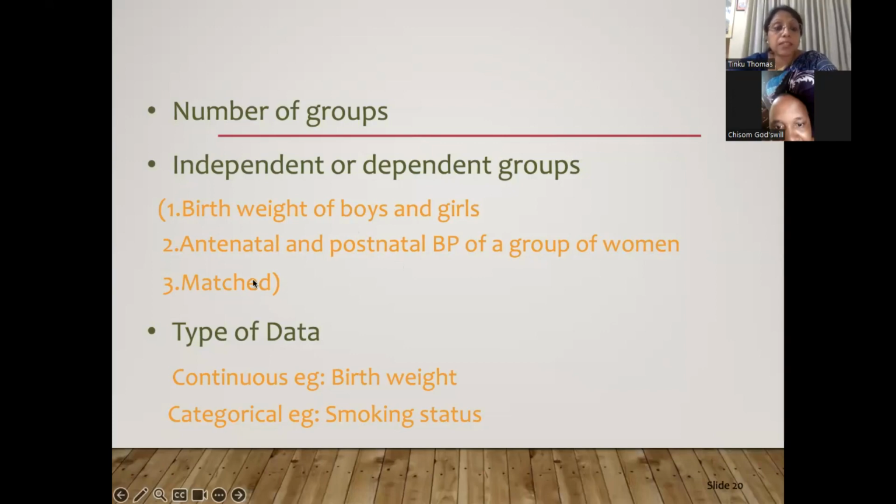In matched studies, where an individual in one group is matched to the other, they are actually dependent because there is some relationship between them. They are not truly independent. So the test statistic would be different. Now, type of data: birth weight is continuous data, whereas smoking status is categorical data. The test statistic that we will use would be different.